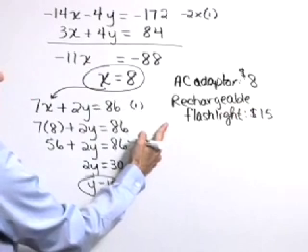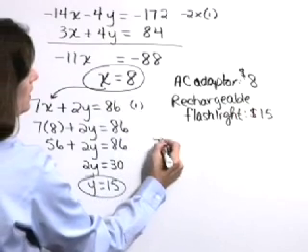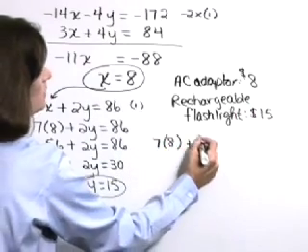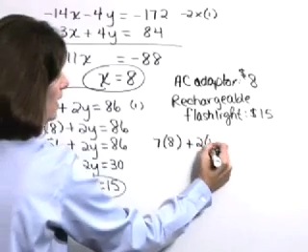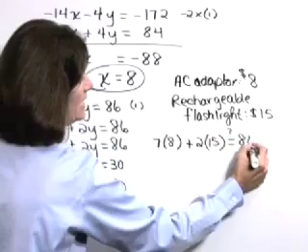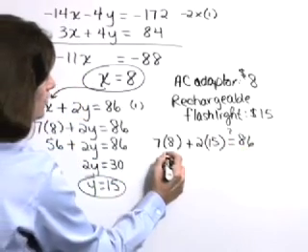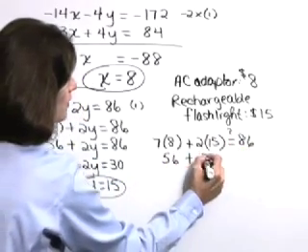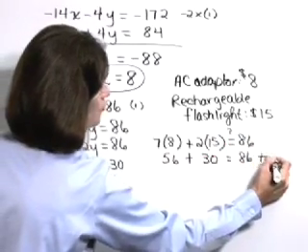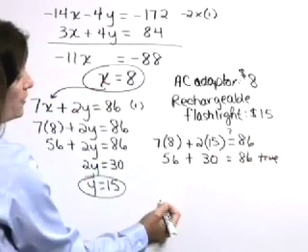Now as a last step, let's check these values by substituting 8 and 15 into our original equations. In equation 1, is 7 times 8, plus 2 times 15, indeed equal to 86? In other words, is 56 + 30 equal to 86? It sure is. That's a true statement. The solution satisfies equation 1.